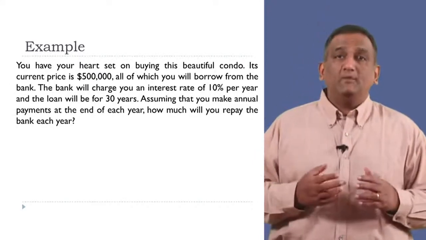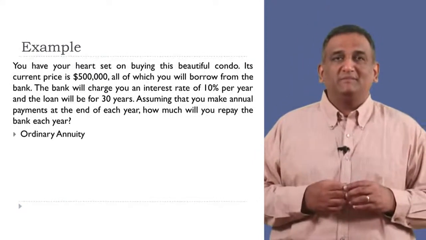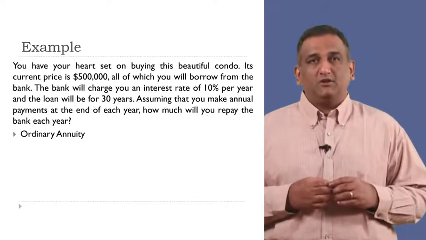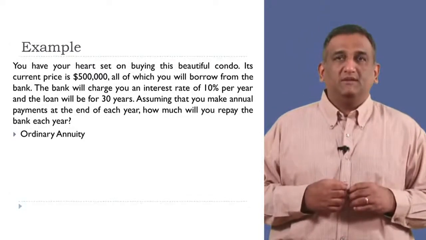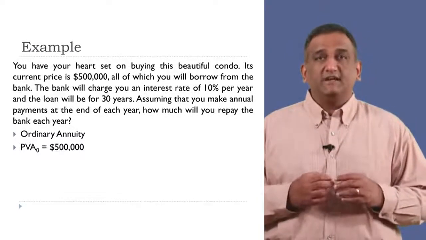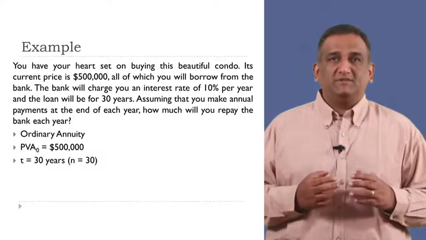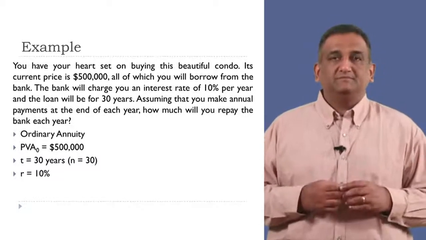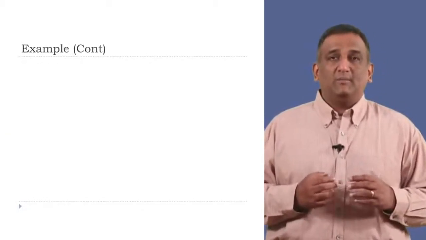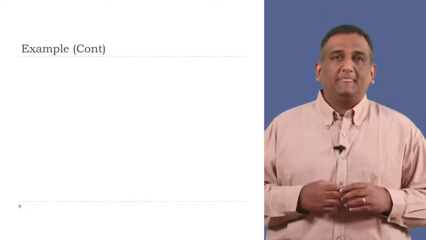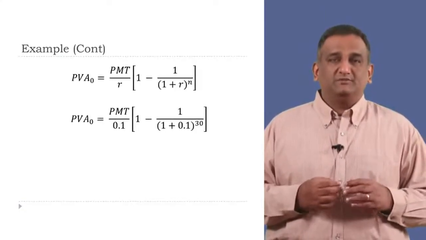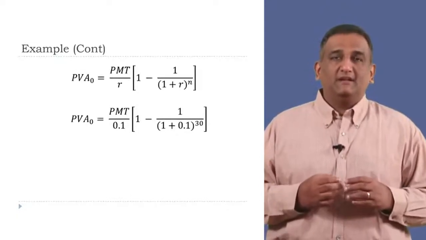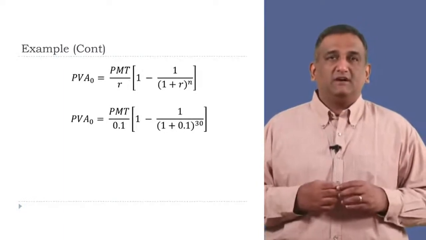To start off, I hope you recognize that this is an ordinary annuity, as the payments are made at the end of each year. Since you borrow $500,000 today, PVA sub 0 is equal to 500,000. It is a 30-year loan with annual payments, so there will be 30 payments in this ordinary annuity. So N is 30. R is given to be 10%. Now we are interested in calculating the annual payment, that is PMT. We will use the formula PVA sub 0 is equal to PMT divided by R times 1 minus 1 over (1 plus R), the whole thing raised to the power of n.